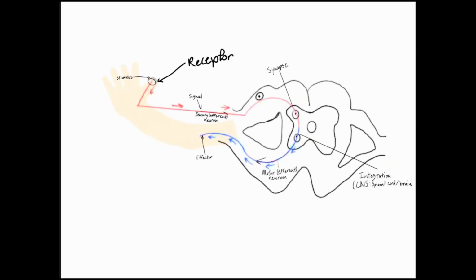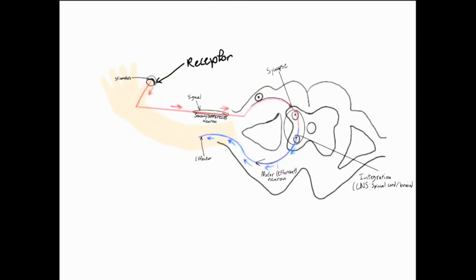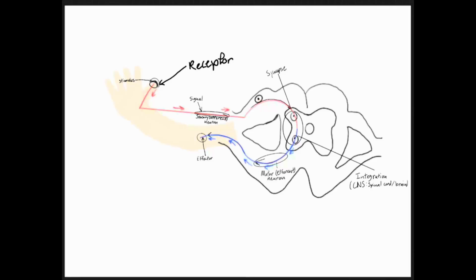Because the receptor detects a stimulus, the afferent sensory neuron sends a signal to the central nervous system. The central nervous system processes it quickly so that the efferent neuron reacts to the effector, which causes a response to happen.